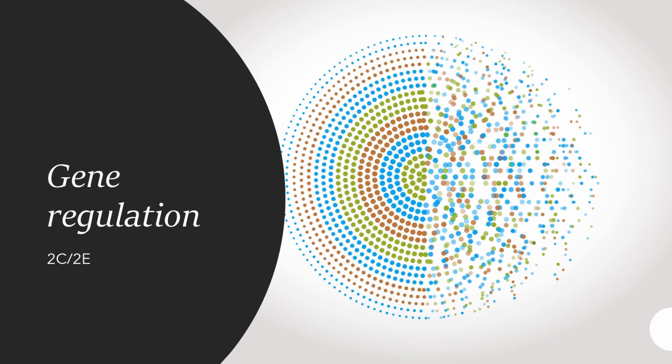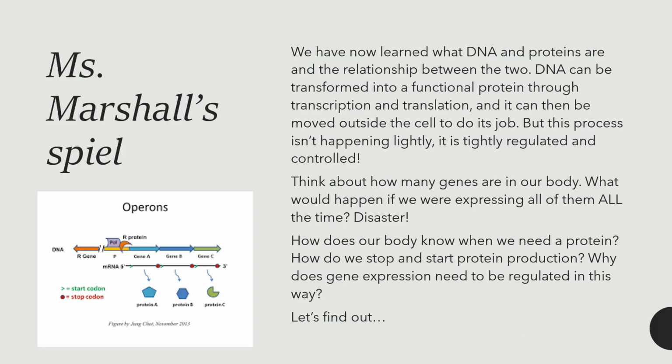Welcome everybody. So in our last lesson we looked at gene expression and how a DNA code can be transformed into a protein product. And today we're going to be looking at gene regulation, so chapter 2, C and E, and how that process of transcription and translation can actually be regulated. So we've learned about DNA, proteins, the relationship between those, and how the protein can be made to do its job outside of the cell.